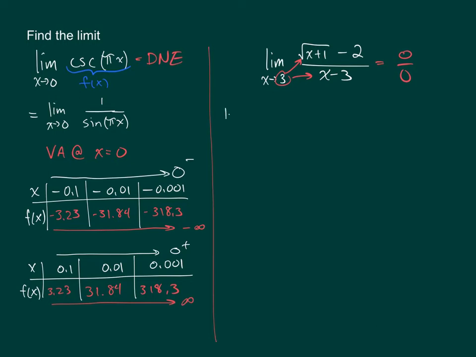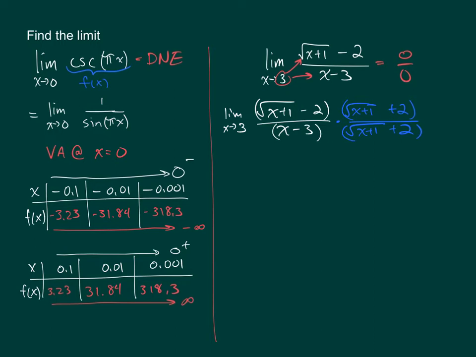So what that's going to look like is you'll have the limit as x approaches 3 of the square root of x plus 1 minus 2 all over x minus 3. And we're going to multiply this fraction by the conjugate pair of the numerator. That is the square root of x plus 1 plus 2 all over the square root of x plus 1 plus 2. So when we do this, you'll multiply the numerator of that fraction times the numerator of that fraction, and the denominator of that fraction times the denominator of that fraction.